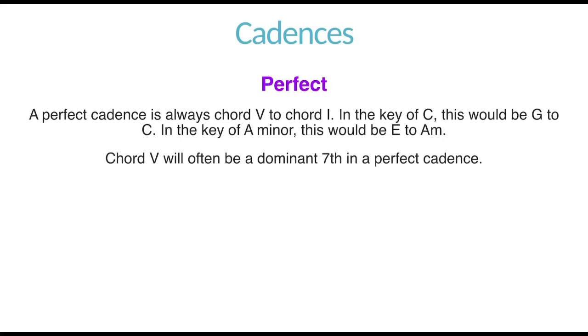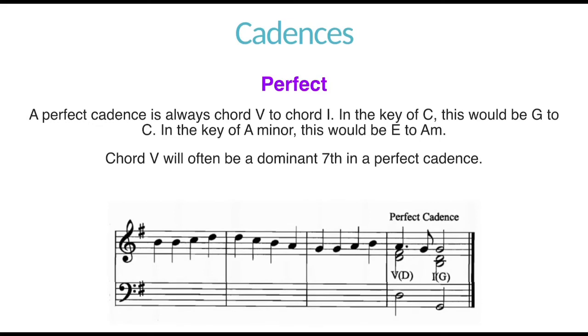Sometimes chord 5 is a dominant 7th. So G7 to C or E7 to A minor. If we look at this example here, we can see that we're in the key of G. Does it finish in chord 1? Yes, it finishes in chord 1. Is it a perfect cadence? Is the second last chord chord 5? Yes. Therefore, it's a perfect cadence.